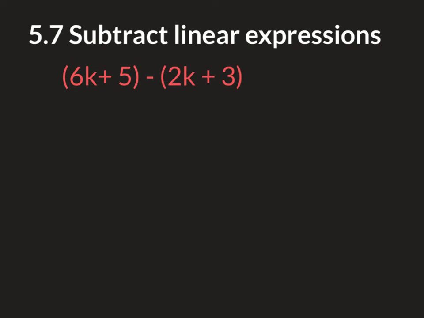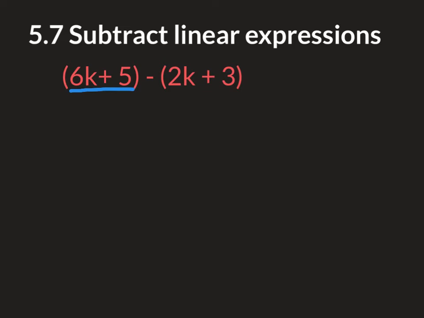All right, this is 5.7, subtract linear expressions. To review from last lesson, a linear expression is an algebraic expression in which the variable is raised to the first power and variables are not multiplied or divided. So if you look at that, you're looking at the k to the first power. We're not multiplying a k times a g or something like that, okay? So we have a linear expression.